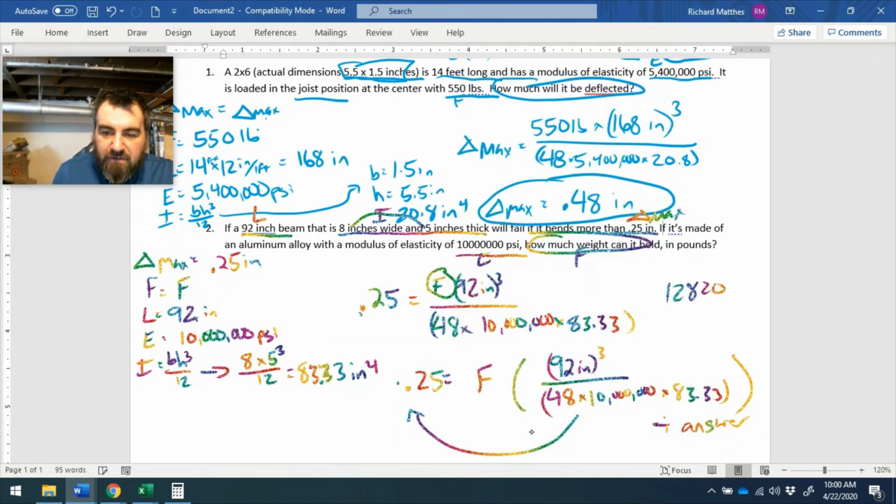12,820 pounds. Okay. Now, this is aluminum. It's something that's supposed to be strong. So we've got a strong beam that's going to hold up and make sure that it's not going to be destroyed by lesser weights. Okay. All right. That's enough.